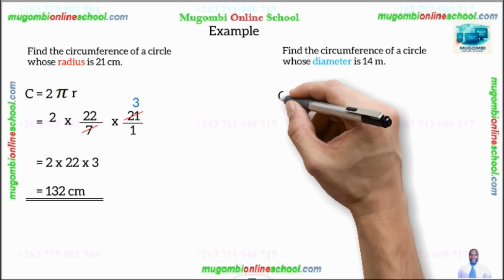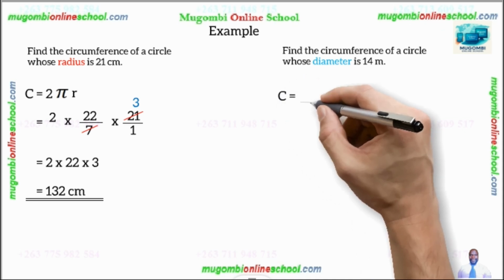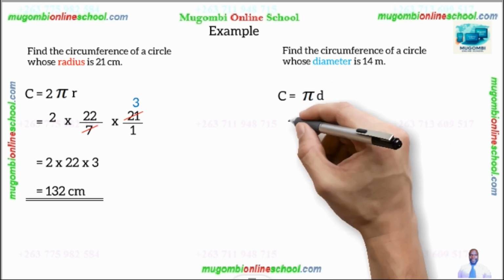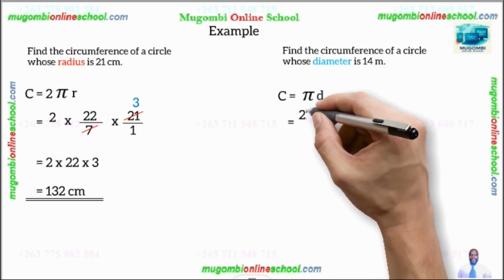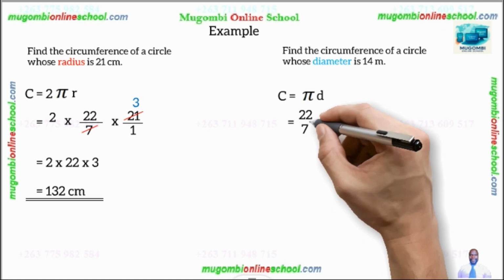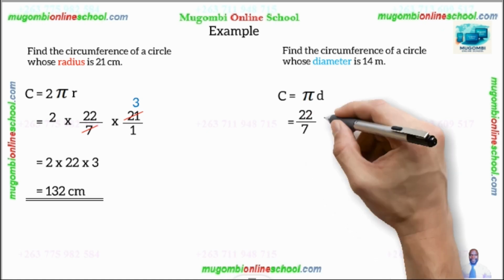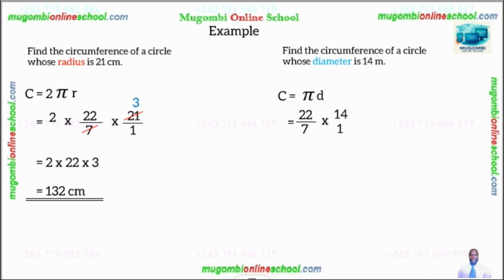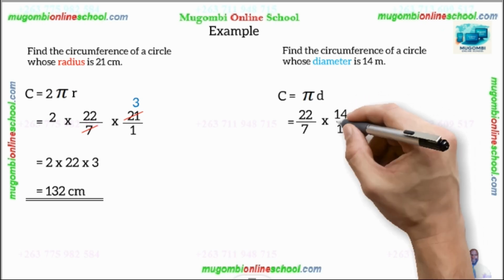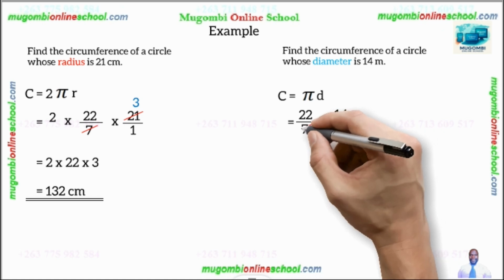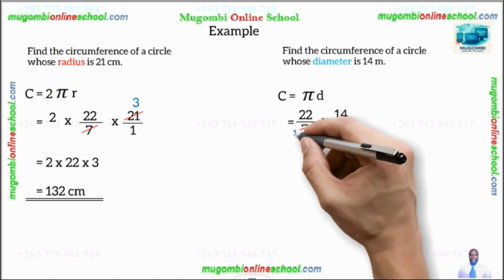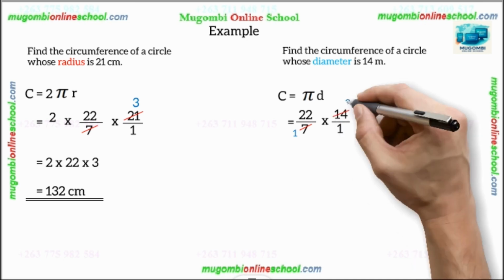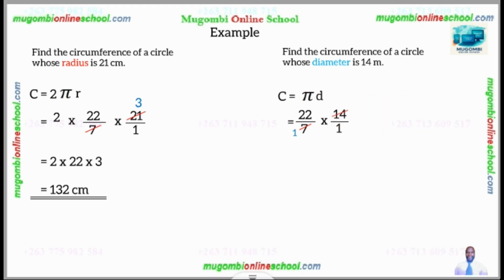Moving on to example 2: find the circumference of a circle whose diameter is equal to 14 meters. So we are going to use the formula C is equal to pi times d. Substituting the values, the value of pi is 22 over 7 times diameter, which is 14 meters over 1. And then cancelling the common factor, 7 into 7, that's 1. Then 7 into 14, that's 2.